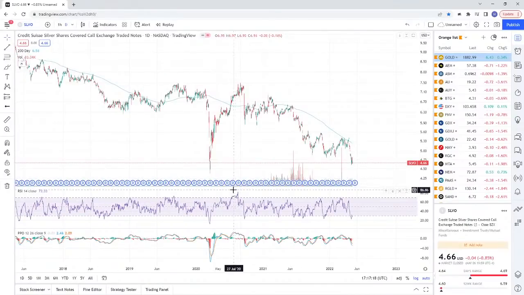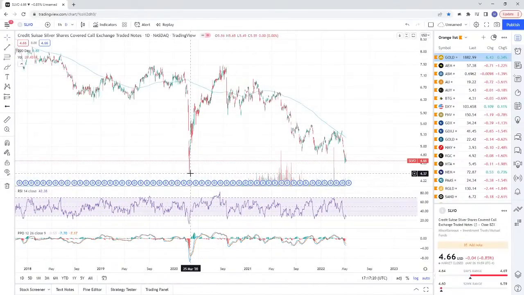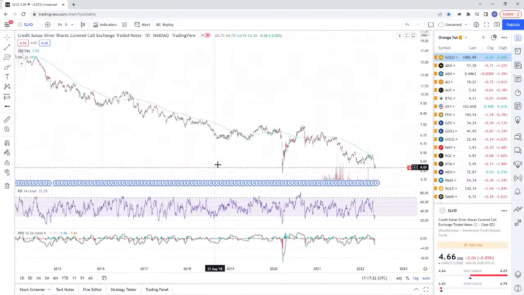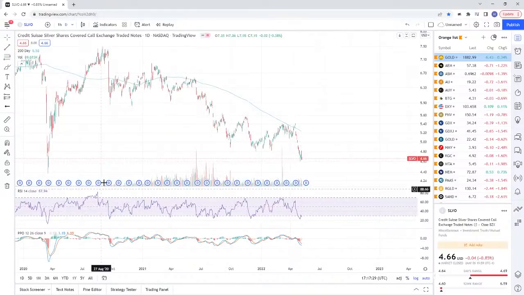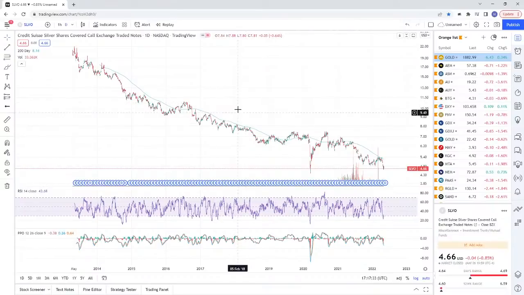There's no sign. There is no sign here of anything bullish. Downtrend. You don't have bullish divergence. Probably going to take out these COVID lows. This thing's a train wreck. This is some pump stock.